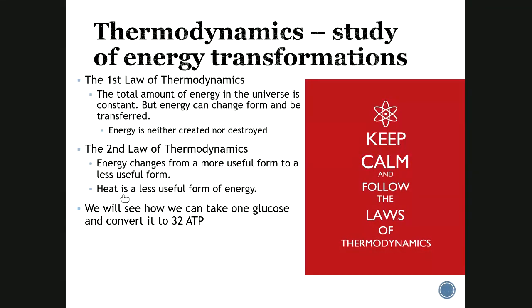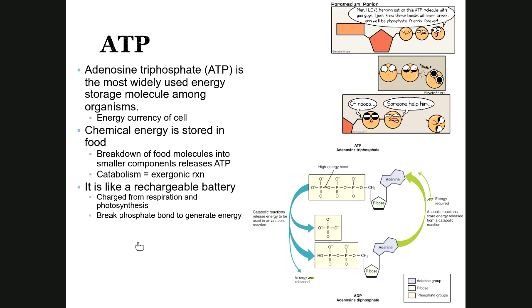But overall, the goal of this chapter is to talk about how we can take something as simple as one little glucose molecule, remember that's a very simple monosaccharide, and use that to make 32 ATP. So let's talk a little bit more about what ATP is. The term is adenosine triphosphate. This is the energy currency of the cell. It's like the money that makes you strive and go.